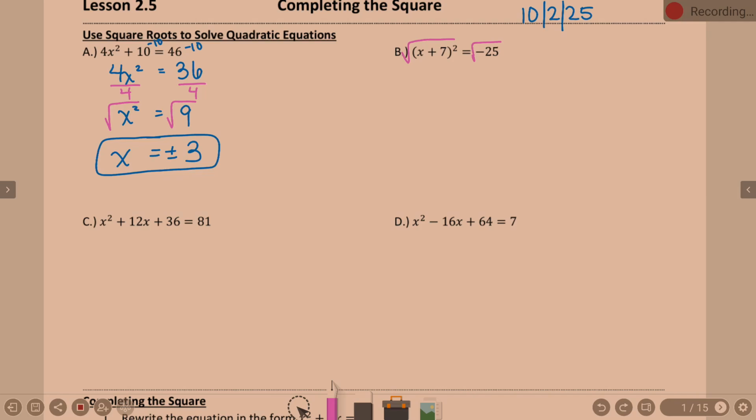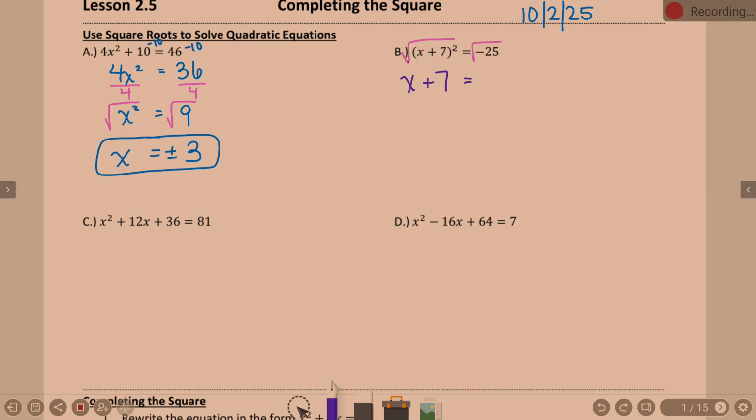Now, take a guess on the left. x plus 7 quantity squared, the square root of that. What do you think we're going to get? What are the square root and this squared going to do to each other? They're going to cancel each other out, right? They're inverse operations. A square root and a square are going to cancel each other out. What's that leave me with? x plus 7.